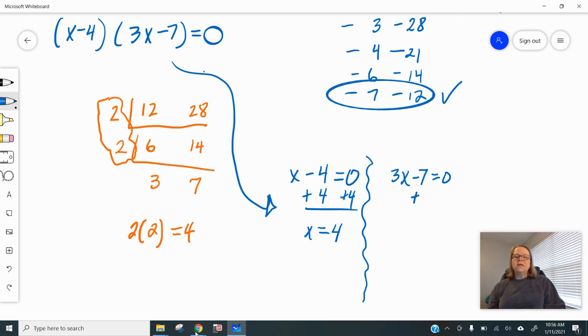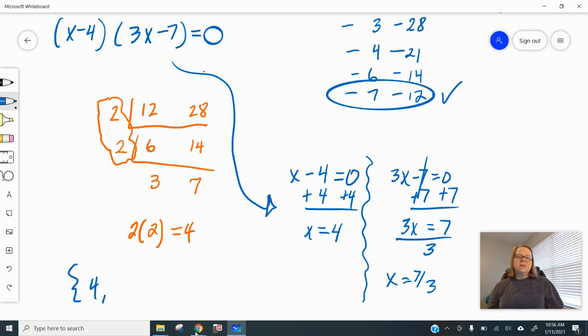And then I'm going to set this equal to 0 by adding 7 to both sides and then divide both sides by 3. So I get 7 over 3. That's the second answer or solution to my equation here. So my answer is that 4 is a solution and 7 over 3 is a solution. These are brackets, funny looking brackets. They're not parentheses because this is not a coordinate pair. These are both x values, just so we're clear.